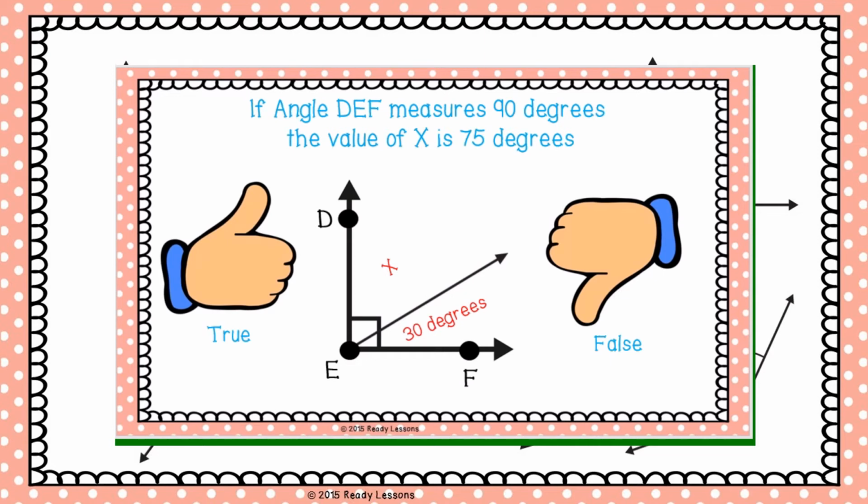If angle DEF measures 90 degrees, the value of x is 75 degrees. Pause the video, solve for x, start the video again, and see if you were correct, whether it were true or false. Okay, now that you've solved, let's look at it. 90 degrees, because it's a right angle, minus 30 degrees equals 60 degrees. So x equals 60 degrees. So this statement is false. X does not equal 75 degrees. X equals 60 degrees.